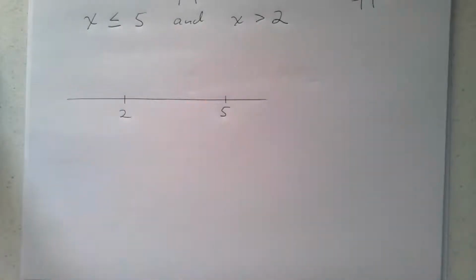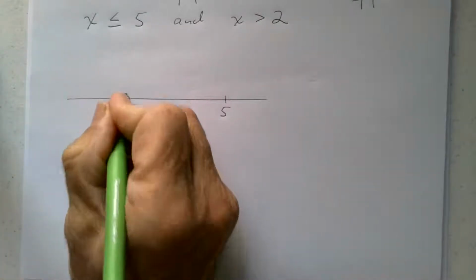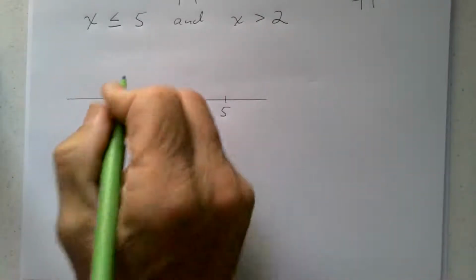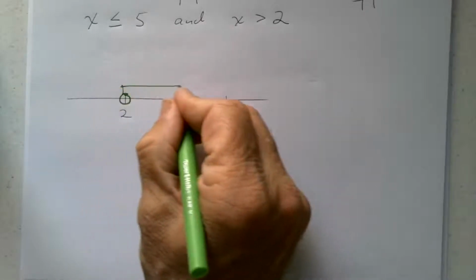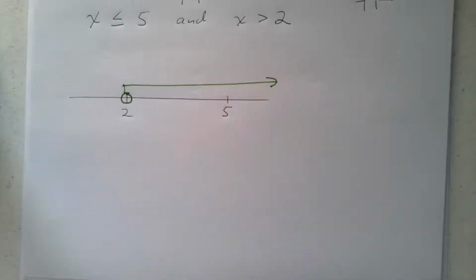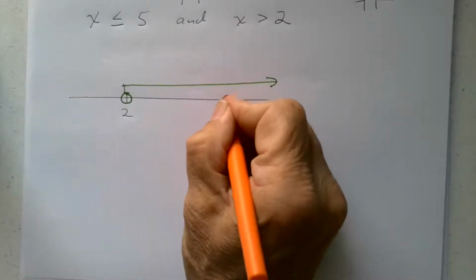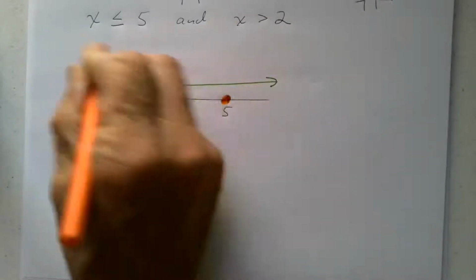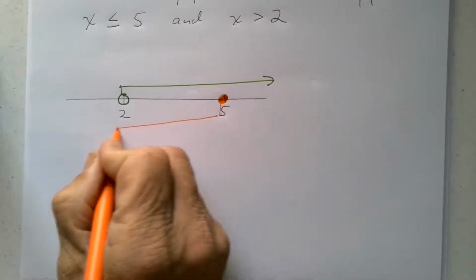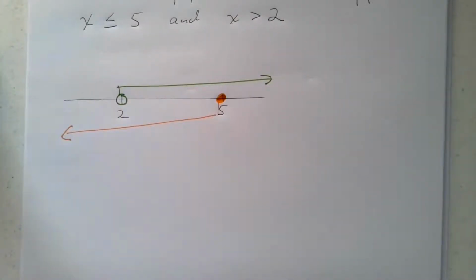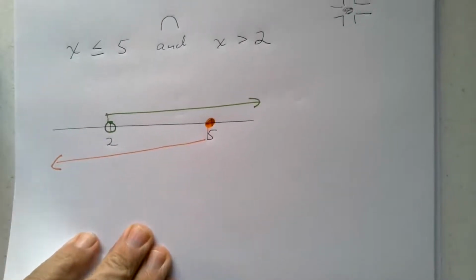X is greater than 2, so I need an open circle at 2. X is greater than 2, so that means it's heading that direction. X is less than or equal to 5, so that will be a solid circle, therefore less than or equal to, and it is headed that direction. So the question then is, where are both of them true simultaneously, and what's the intersection of those two sets? Where are they both true?